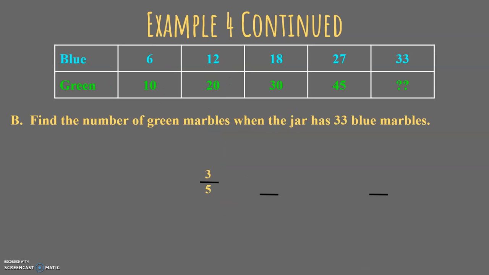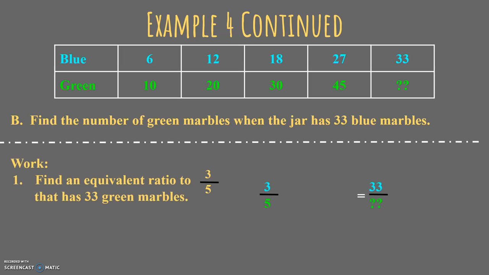All right, so now we're going to find the number of green marbles when the jar has 33 blue marbles. We know that our base ratio is 3 to 5. So we need to find the equivalent ratio that has 33 blue marbles. Just like the one we did in example 3, I think it was, we have a fraction that needs a denominator.